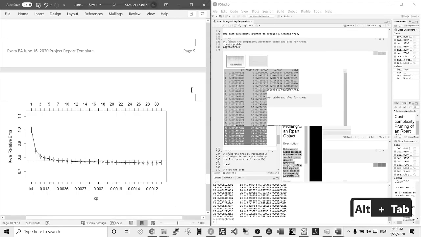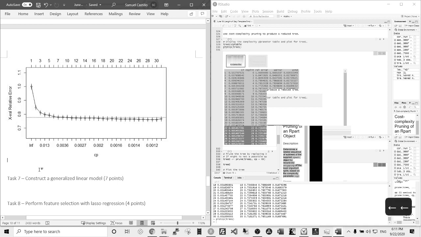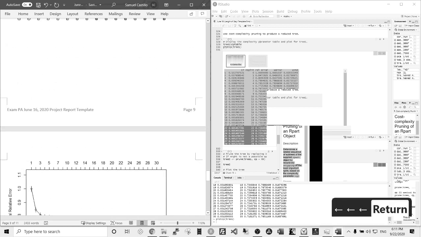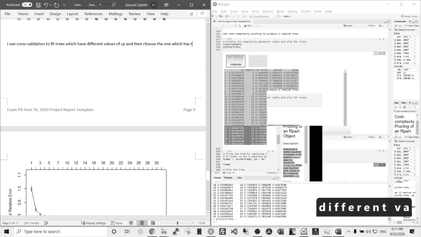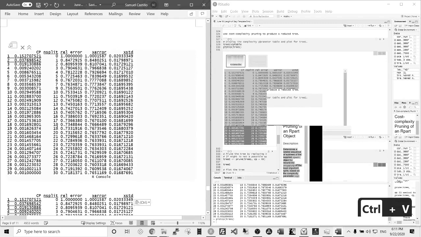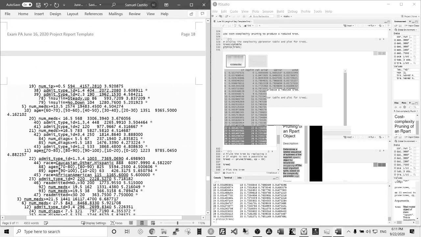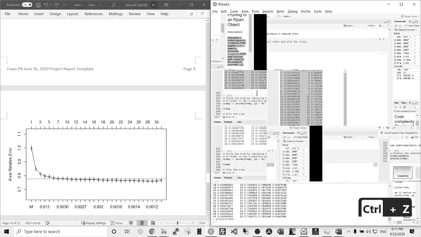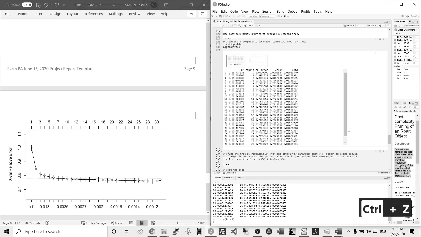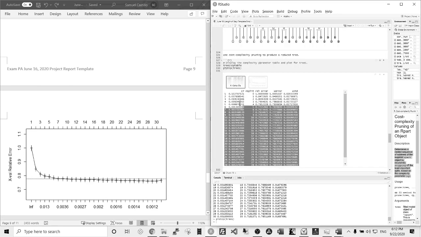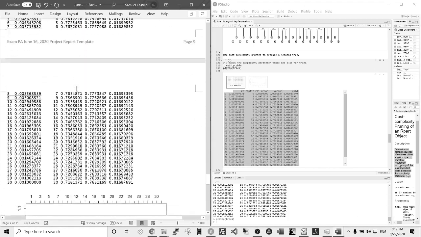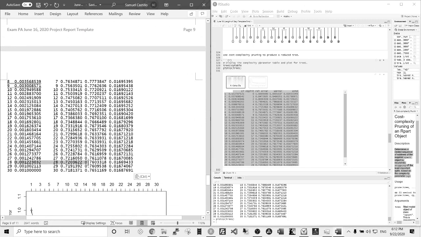So here I would just say that the lowest error is going to be this really complex tree, which has 29 splits, but I'm not going to use that because it's too complicated. I use cross-validation to fit trees which have different values of CP, and then choose the one which has the lowest error, and that's this tree right here. And you can actually see there's a mistake here. It copied too much text, which is common. Sometimes RStudio does this. So you just have to go back and then just recopy the table. There it is. So the lowest error is when you have 28 nodes.